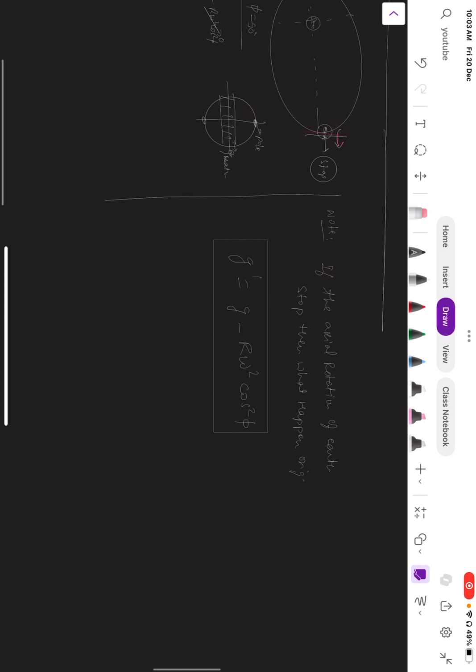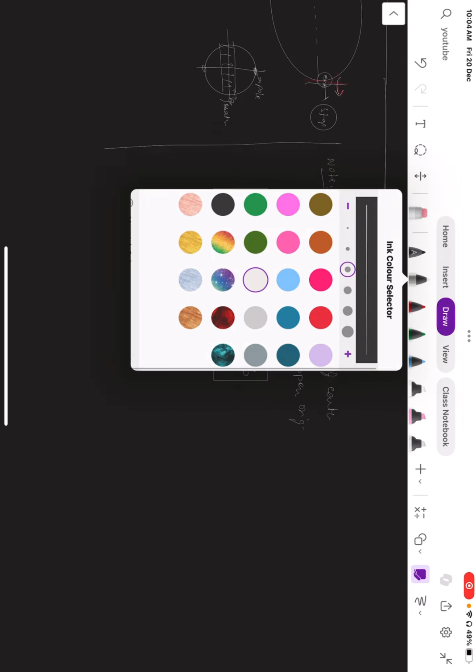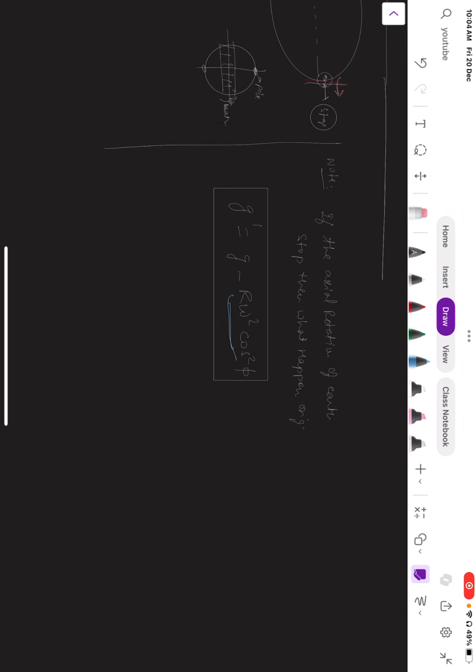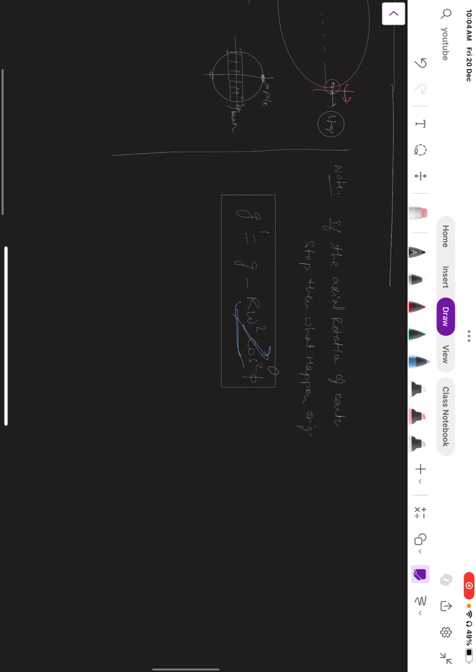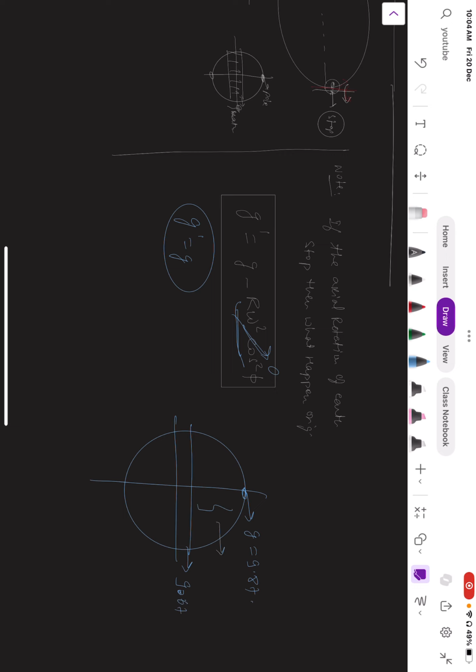This is the formula. In this case, if the axial rotation stops, what does this mean? This means that this value becomes 0. So if this value becomes 0, then g dash equals g. This means that the gravity on the earth at the pole, that g, is 9.83, and at the equator it is 9.78. And in this part 9.81. This is the gravity value.